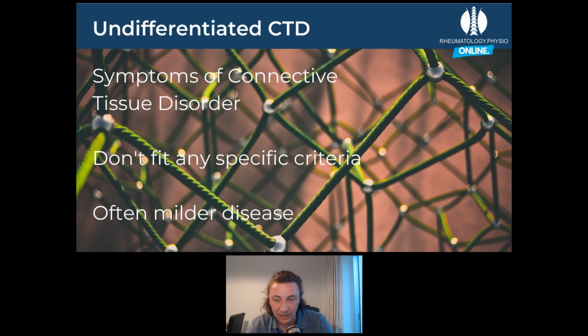Then maybe they are going to have a rash across the face. Maybe they're going to have dry eyes, dry mouth. Maybe they've got other organ involvement. Maybe they've got some hair loss. But they're not really fitting a specific criteria. So really you're taking maybe one or two or three of the symptoms and not multiple of them to give you a real easy point towards what's causing the symptoms. They don't fit any of these specific criteria.